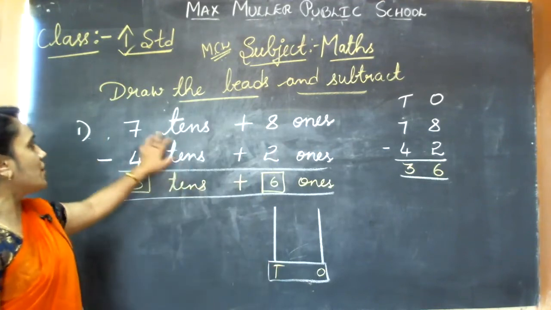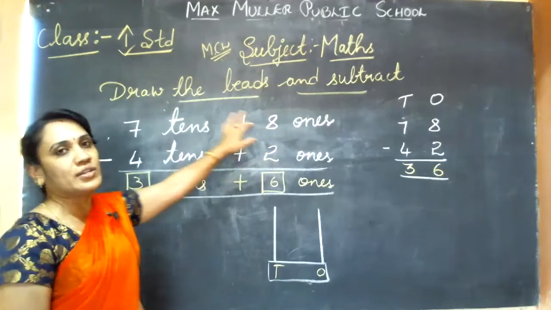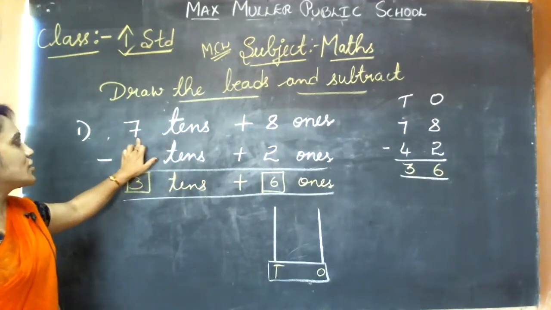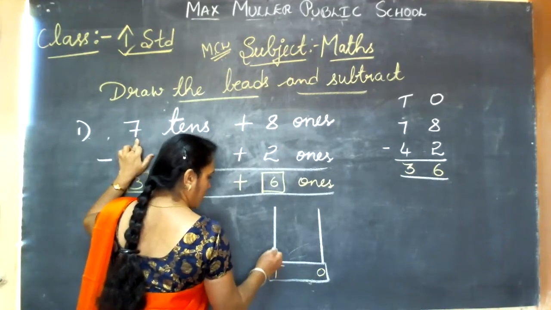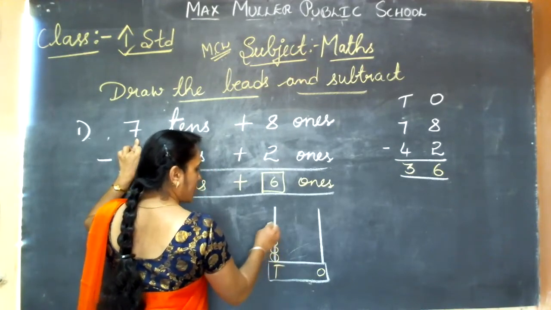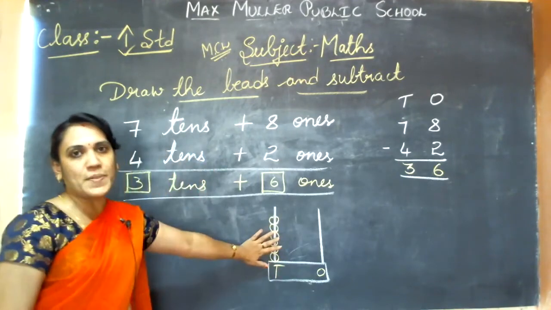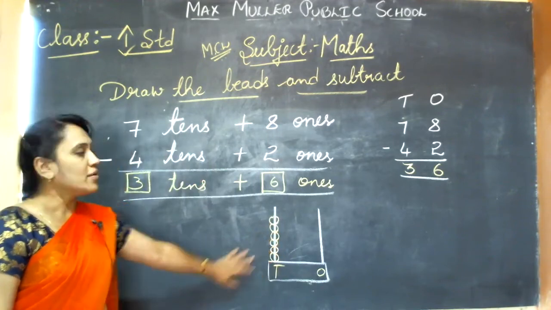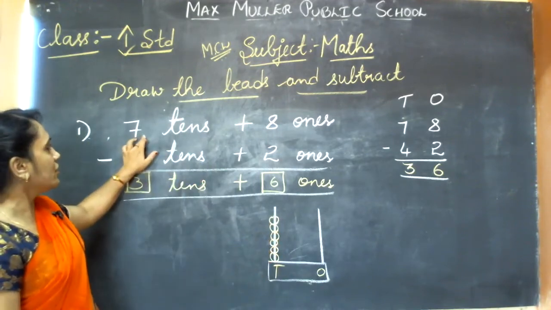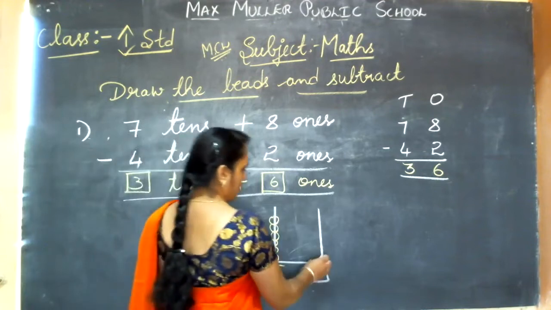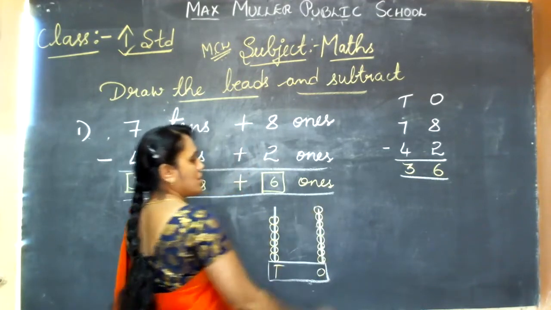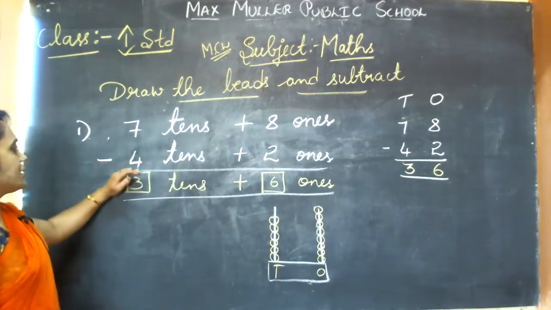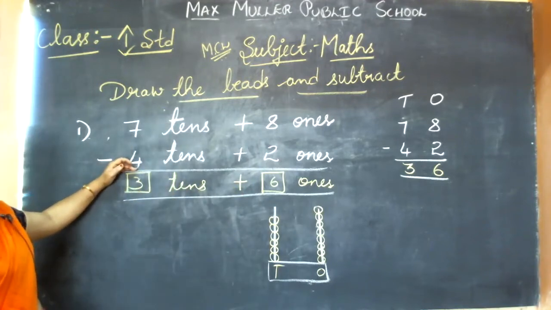Okay, in the abacus sum, first step, whatever number you have got, that number of beads you should draw. So what's the number here in the tens place? 7. So draw 7 beads. 2, 3, 4, 5, 6, 7. Okay. This abacus sum only, you correct it. Rub it and correct it. 7 tens, 8 ones. 3, 4, 5, 6, 7, 8. Understand?